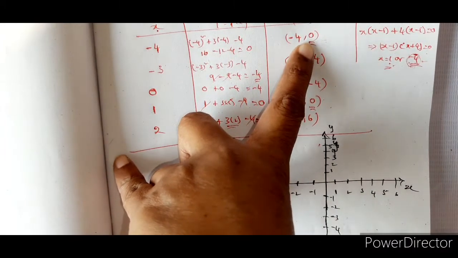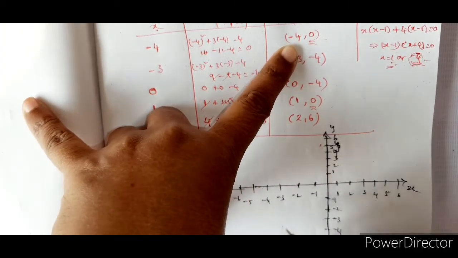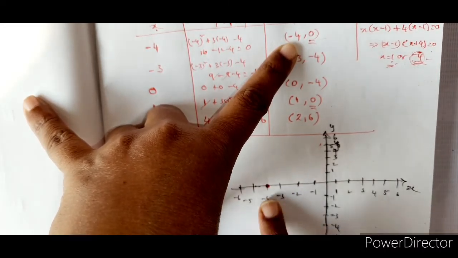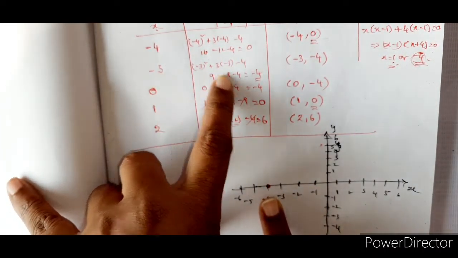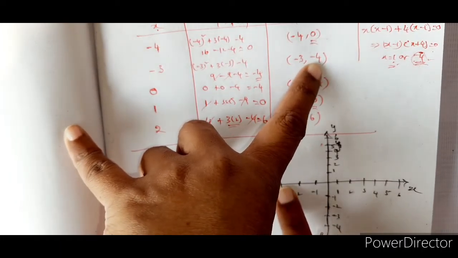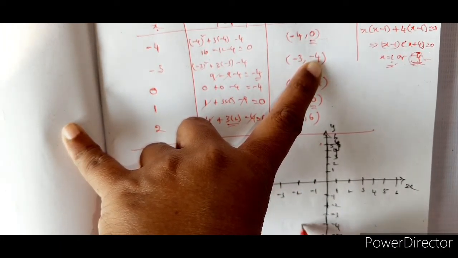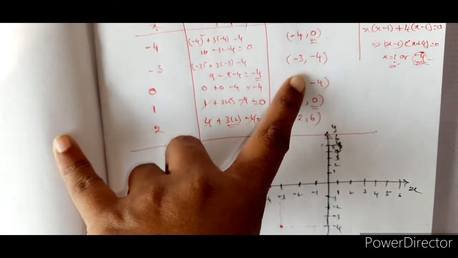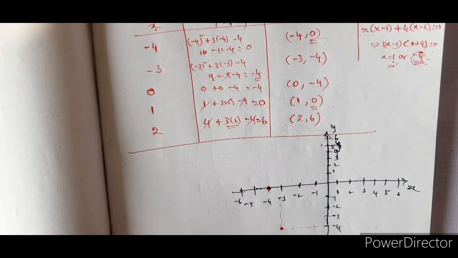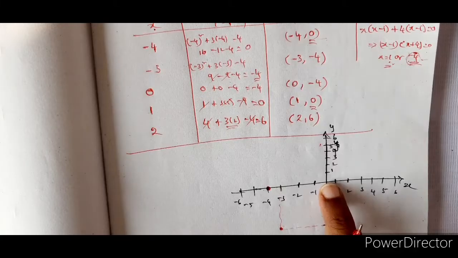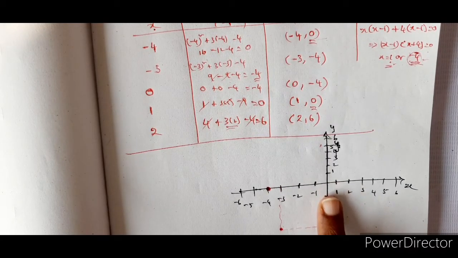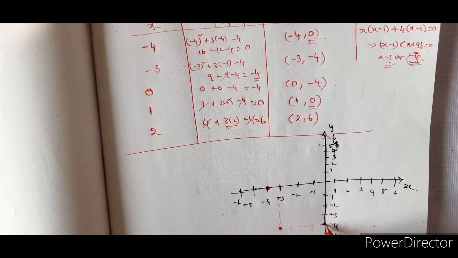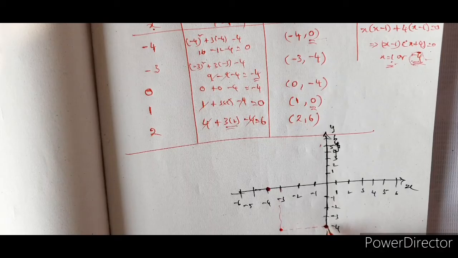Right, now after this start plotting the points. Now -4, 0, -4 on x-axis, 0 means the point lies on x-axis. The next one is when x is -3, what is y value? Y value is -4. So that means here comes the point. Now the next one is when x is equal to 0, y is equal to -4 again. So that means it is on y-axis exactly.